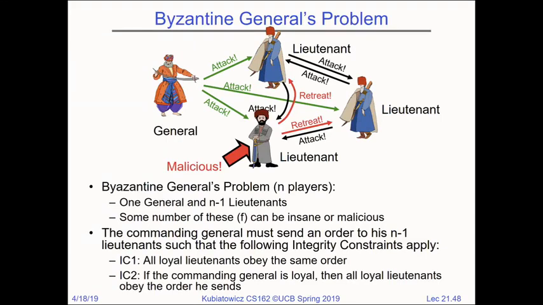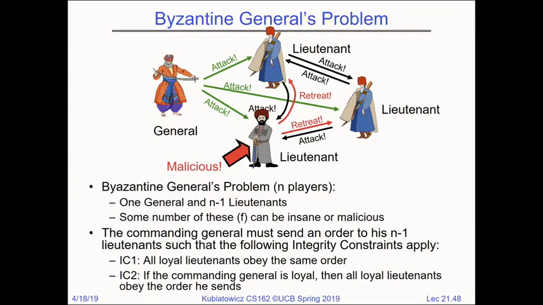Yes? This seems to be like a majority vote system. It's not. If you just did majority vote, it turns out you can't make this work. You need something stronger than majority vote, but that's a good guess. If you add cryptography into it with signatures, you can make it a majority vote.